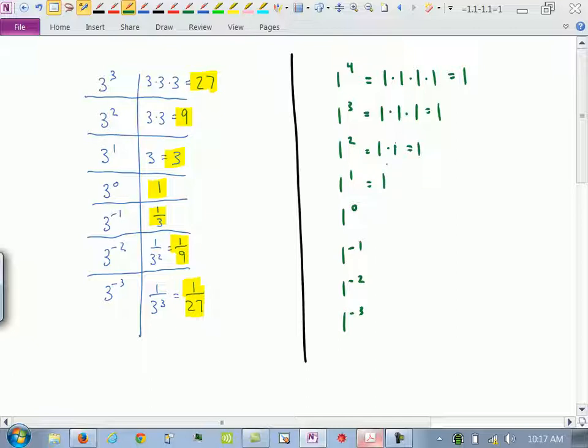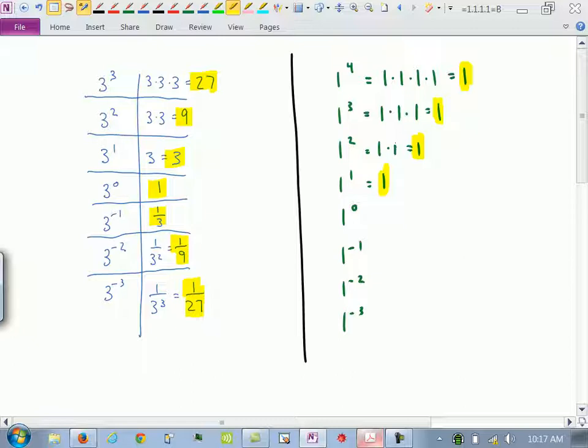What's 1 to the 0? This one's a little trickier. Look at our answers here. What are we doing as we move from one to the next? It's staying the same, isn't it? Really, we're dividing it by 1 every time. What's 1 divided by 1? It's 1. What did we do on the table on the left?